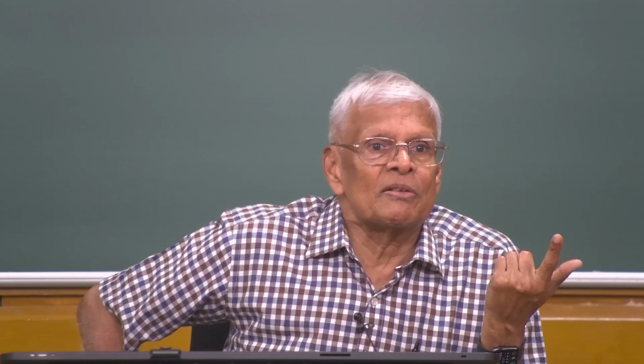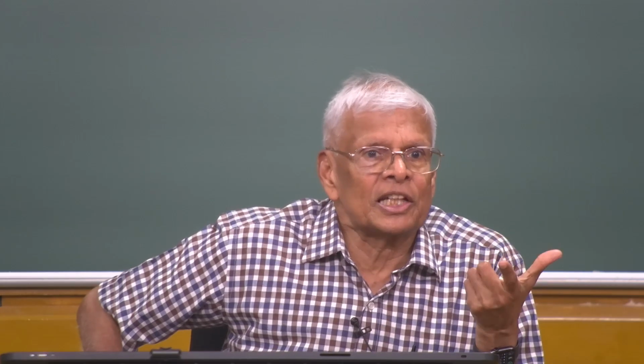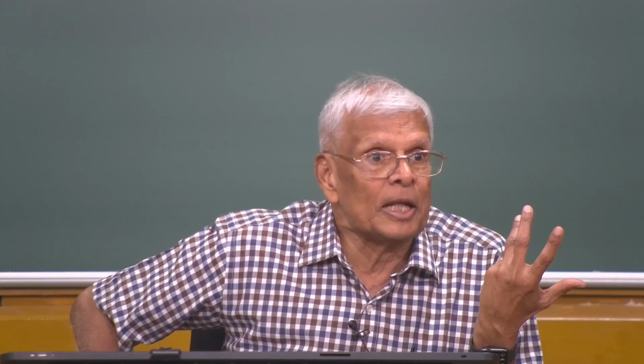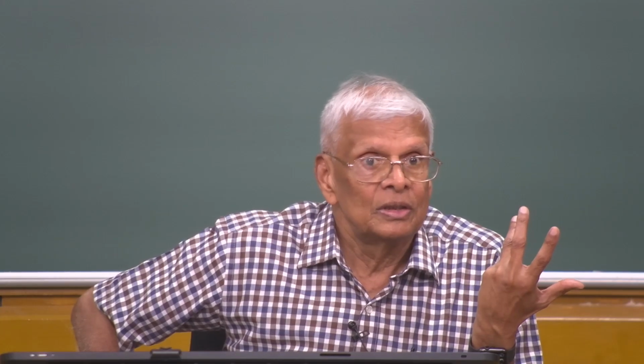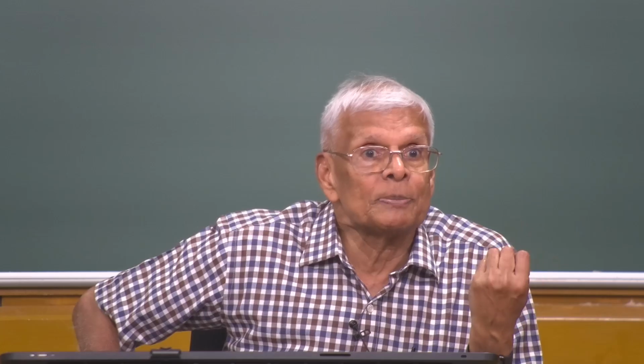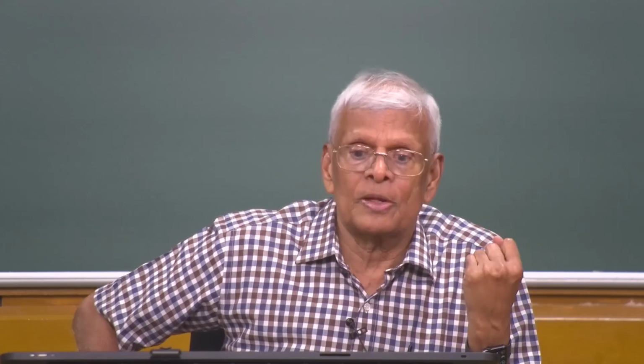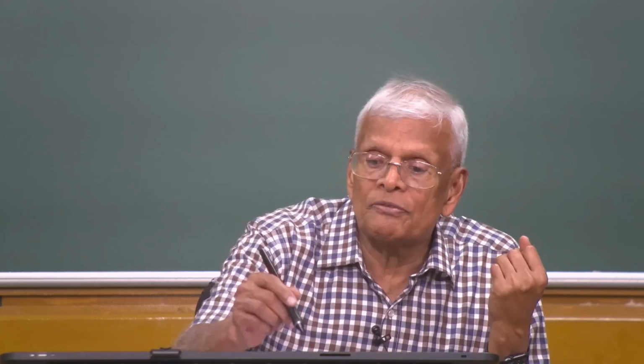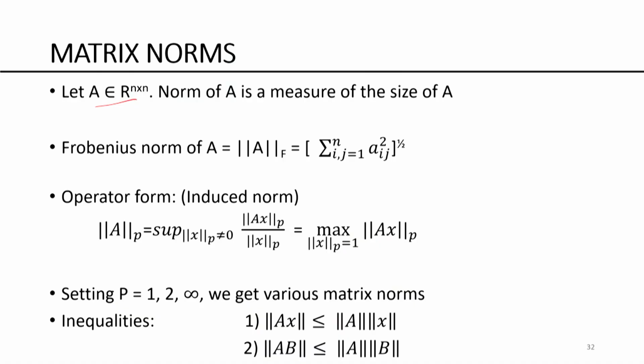The size of a number is given by absolute value. The size of a vector is given by the norm. We talked about 4, 5 different types of norms for vectors. Likewise, we are going to talk about different types of norms for matrices. So let A be an n by n matrix. The norm of A is the measure of the size of A. There are various kinds of norms.